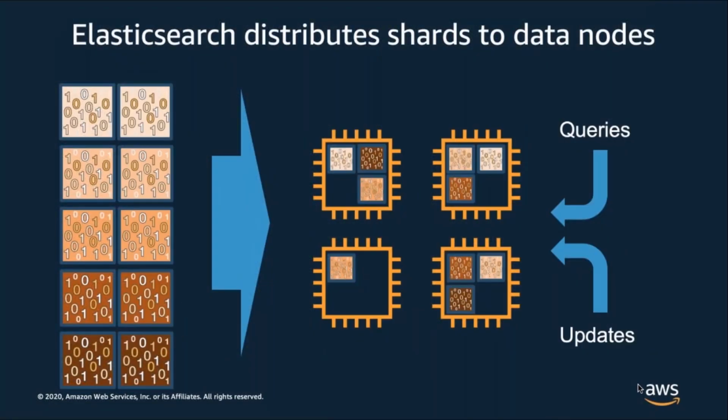Elasticsearch will then distribute the shards for an index across the data nodes in the cluster. Each of those data nodes is going to provide the resources needed to handle indexing, updates, and query requests, and process those requests. So the requests themselves are actually processed at a shard level, even though you reference them by index.